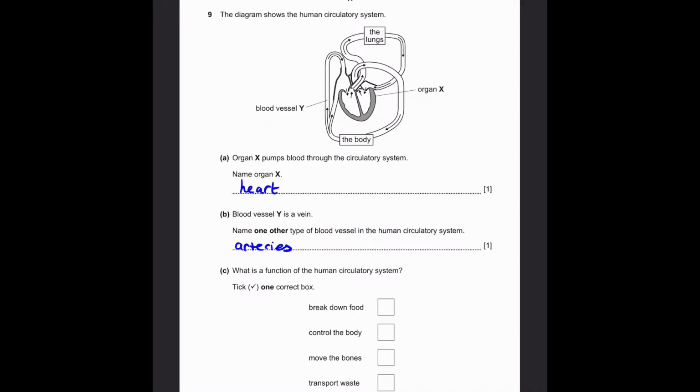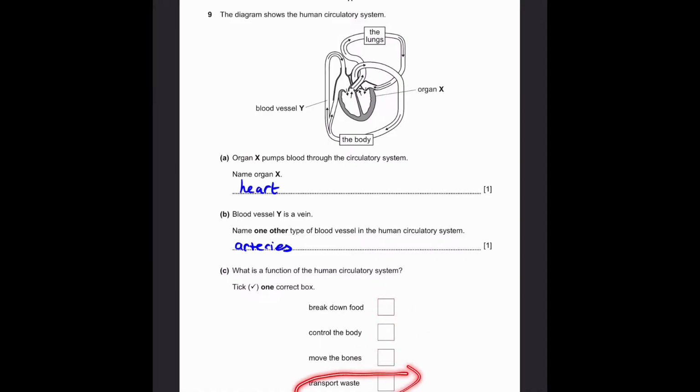C. Which is the function of the human circulatory system? Tick one box. First of all, notice that they've written a function, not the function. So circulatory system does not just have the function of transporting blood around the body. There's also some more. For example, of course, it's not breaking down food, that's the digestive system. Control the body, nervous system, move the bones, skeletal system.